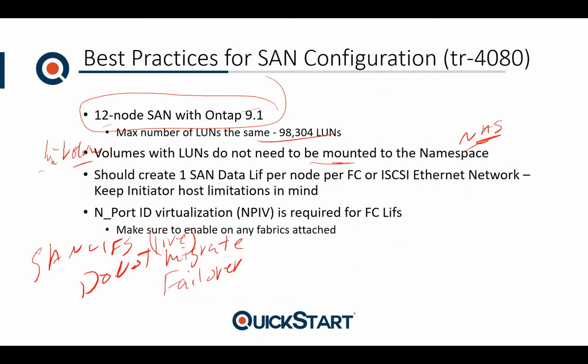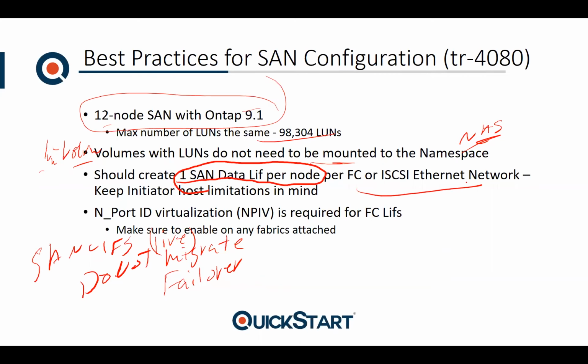So SAN LIFs are assigned to a particular Ethernet port or a particular Fibre Channel port. So in order to make sure that I can load balance, in order to make sure that I can get direct access to those LUNs, best practice is at minimum 1 SAN data LIF per node. And if I have more than 1 Fibre Channel or Ethernet network for iSCSI, then 1 SAN data LIF per node per network.